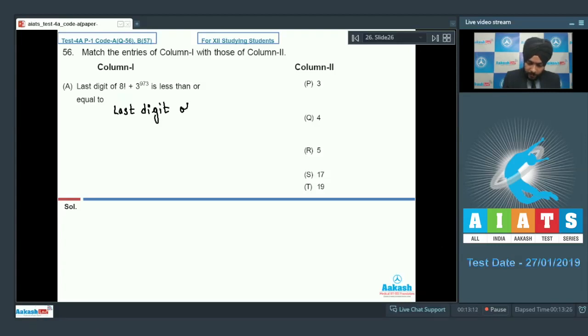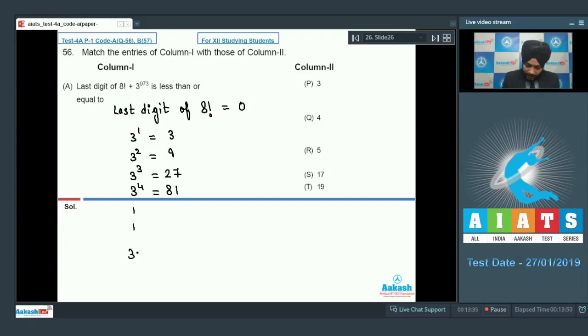of 8 factorial is 0. Let's talk about 3 raised to the power 973. 3 raised to the power 1 is 3, so last digit is 3. 3 power 2, 9, last digit is 9. 3 power 3, 27, last digit is 7. 3 power 4, 81, last digit is 1. After this, the cycle will repeat.